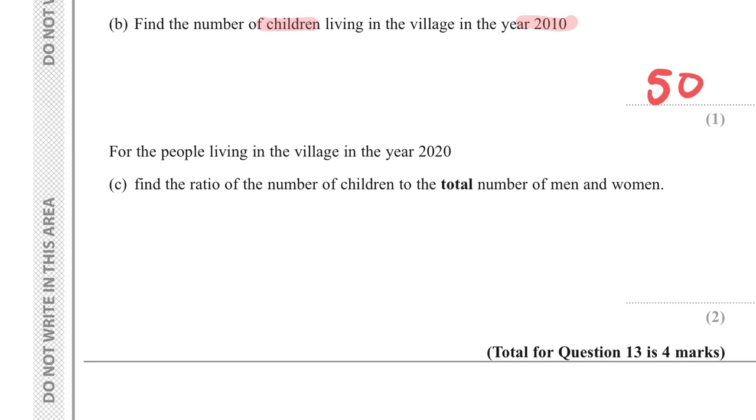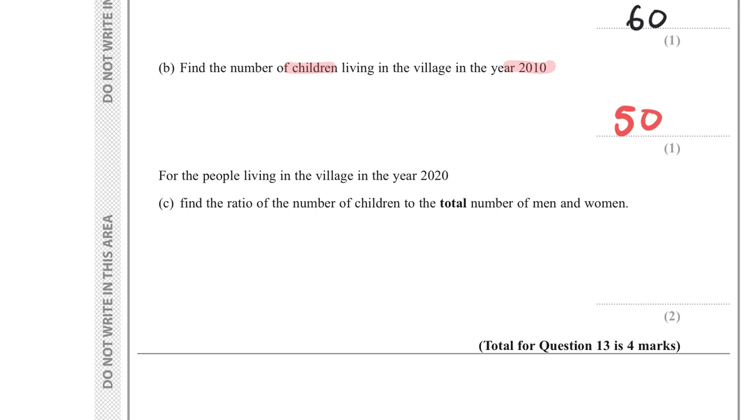For the people living in the village in the year 2020, find the ratio of the number of children to the total number of men and women. Okay, so we're looking at the number of children. Okay, we'll look at 2020 compared to the total, and they've highlighted in bold for a reason, it must be important, of men and women.